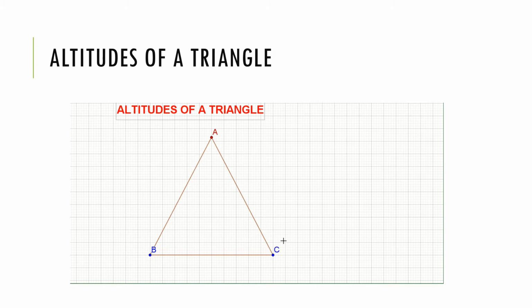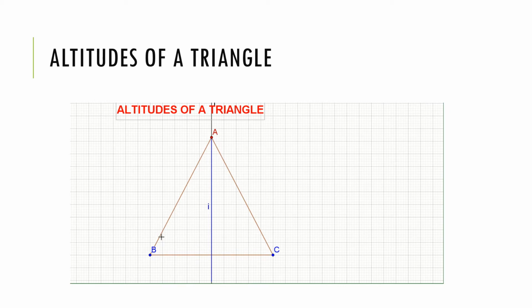Now what is an altitude? An altitude is a perpendicular drawn from the vertex of a triangle, any one vertex of the triangle, to the opposite side. Let me just draw one altitude and show you. This line is an altitude that's drawn from A onto the side BC. To be specific, let me show this blue line that has been drawn from A to BC.